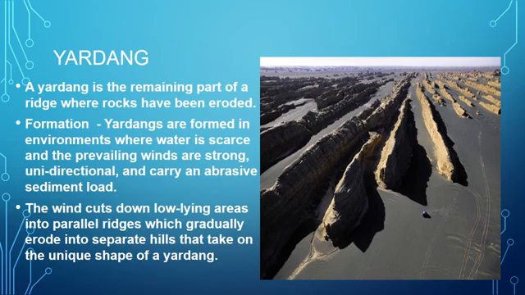Because of the continuous flow of wind in the same direction, at the same velocity and in a stronger manner, there are separate or unique hills which take a different shape, and that is called a yardang.